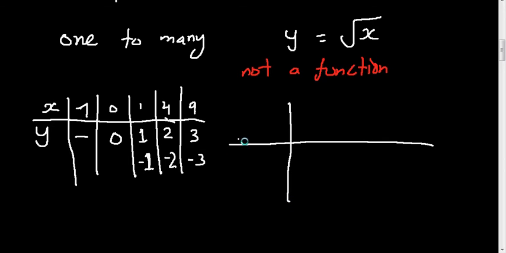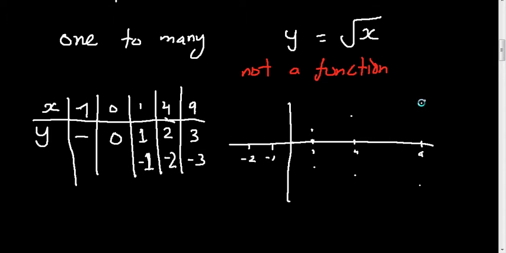You won't have any negative x values defined, so I have to start from 0. At 1, it's at 1. Now let me put it somewhere here. And at 4, it's at 2. And at 9, it's at 3. But I've only sketched one part of the graph. I've got to sketch the negative values as well. So at 1 it's also -1, at 4 it's also -2, at 9 it's also -3.